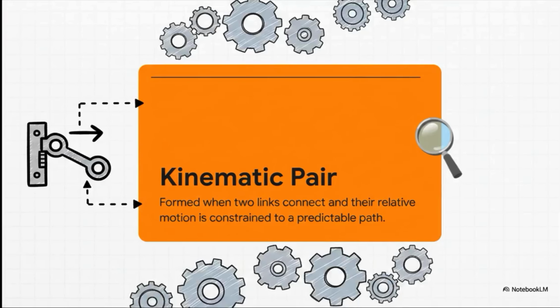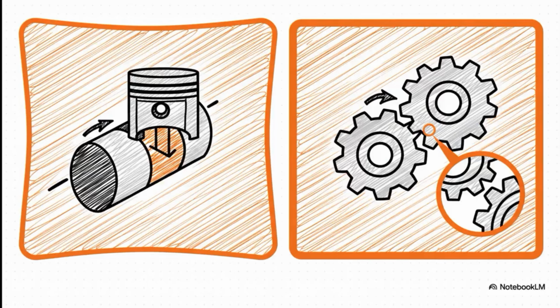Okay, so when you connect two links together in a way that controls how they can move relative to each other, you create what's called a kinematic pair. This is a huge idea. A pair isn't just two things touching, it's a connection that forces a very specific kind of movement. Think about a simple door hinge. That's a kinematic pair. It only lets the door swing. It can't slide up and down, it can't move side to side, it can only rotate. That's a constrained motion.